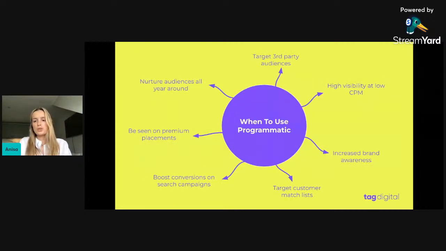And when should you be using programmatic campaigns? I would say that if any of these statements are applicable to you and your team, you're truly missing out if you're not already running programmatic campaigns. The first one is reach and visibility at a low cost is important to you since you want to reach out to a new audience.